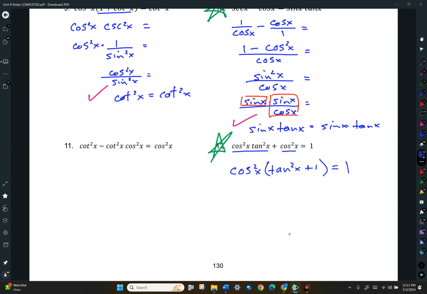Do I need to change it to sine over cosine? I don't think so. I see, I'm going to use the word obvious. It might not be as obvious as other times, but tangent squared plus 1, isn't that one of the identities? Isn't that identity number 7? So tangent squared plus 1 just equals secant squared. So I've got cosine squared, whoops, I wrote sine, times secant squared.